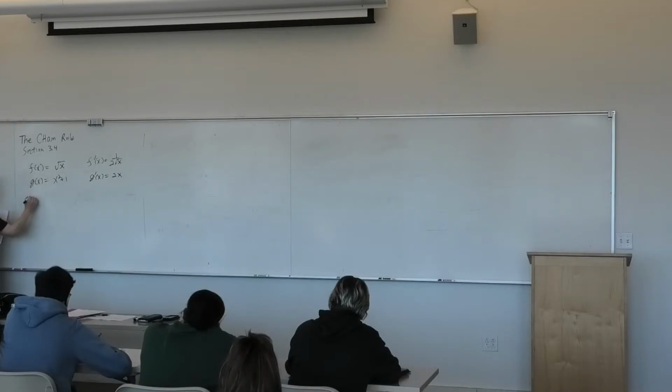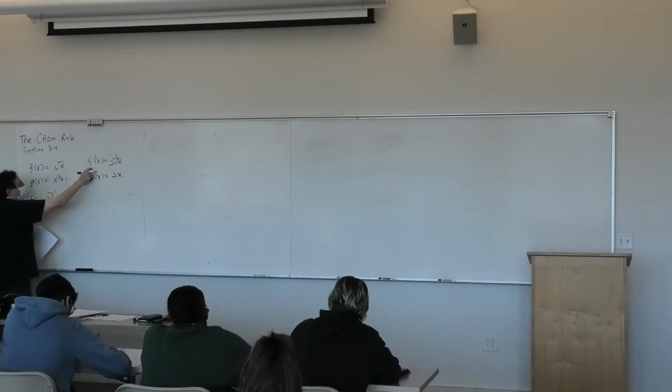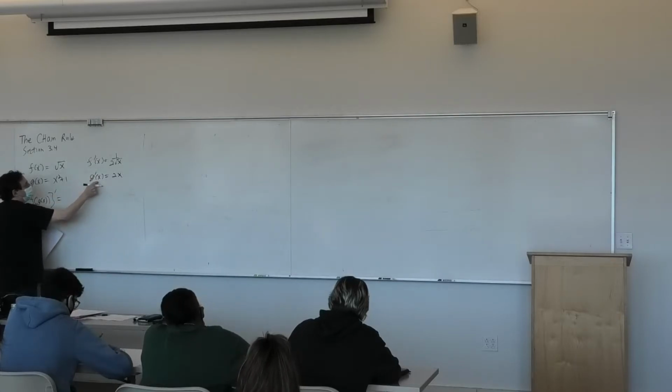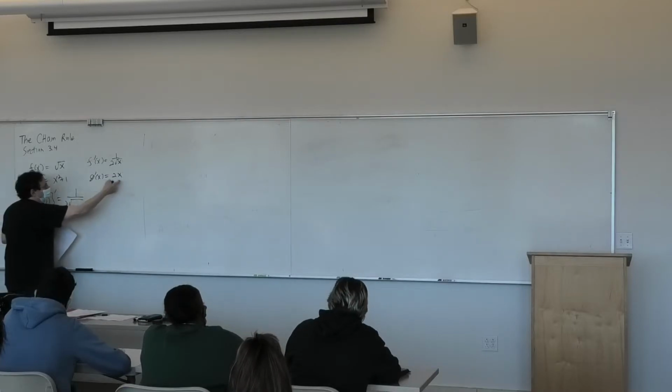So my chain rule tells me this is going to be the derivative of f of x at g of x. So 1 over 2 square root of what? 2x.